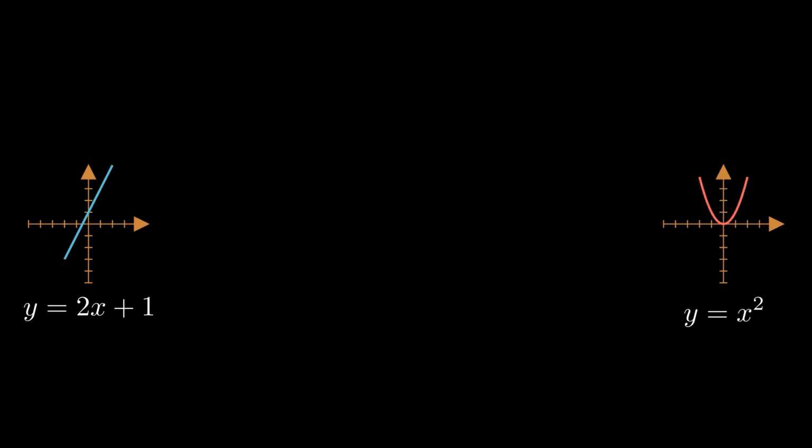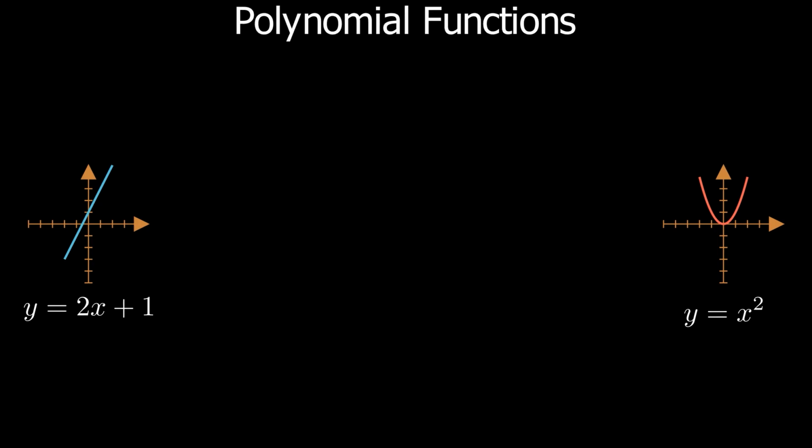So far in this series, we have looked at linear functions and quadratic functions. Both of these functions are actually special cases of a more general type of function called a polynomial function. A polynomial function is a function that can be expressed in the form like this.